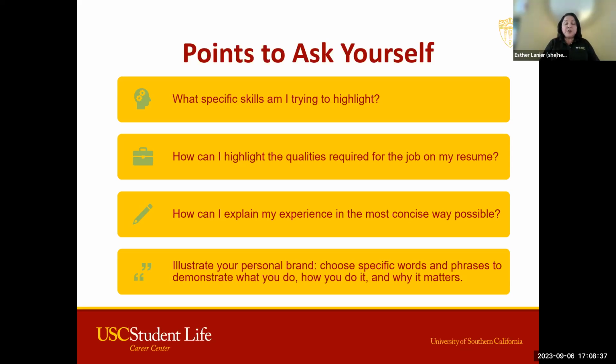You're always wanting to make sure that you're illustrating your brand. At the end of the day, you are bringing experience to an employer. You're choosing the specific phrases and words that demonstrate what you do, how you do it, and why it matters. This is also important to consider as you explore different industries. Also, be in touch with employers, for example, attend Trojan Talks or different events where employers are eager to engage with you. You start understanding the language they use in that particular industry. So when it comes to branding yourself, you are putting yourself in the forefront of knowing that you can be a contributing member in that particular space.